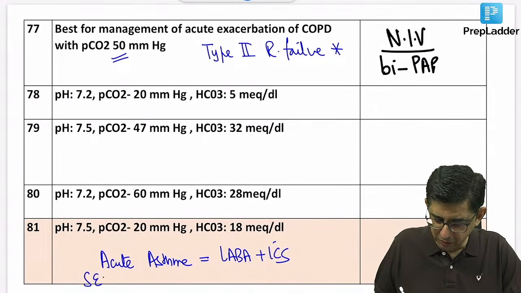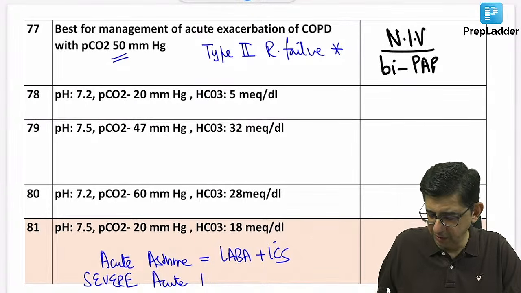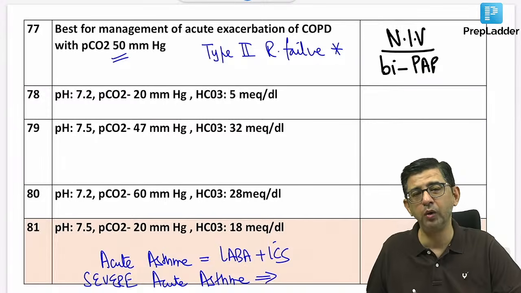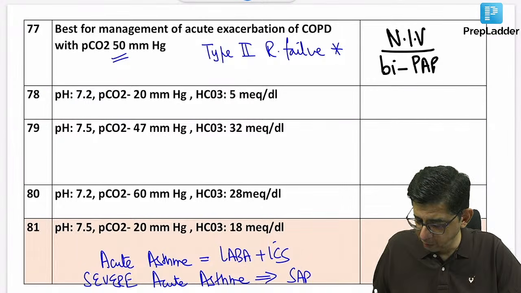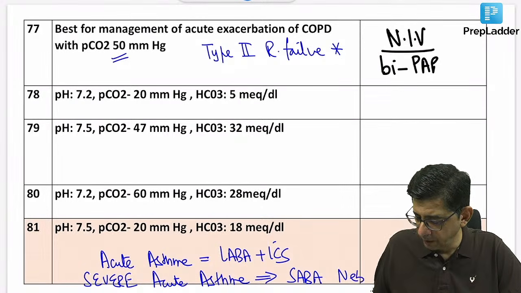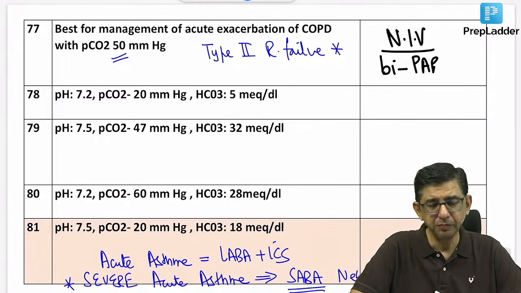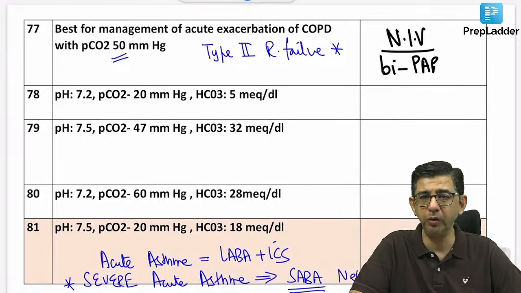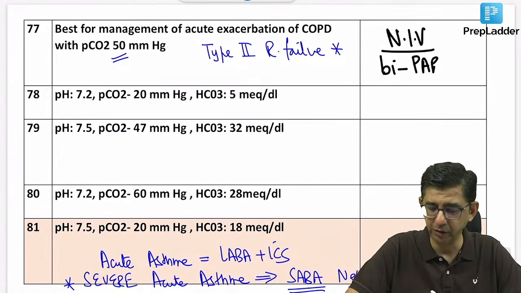Suppose he changes the question to severe acute asthma where the person is requiring hospitalization. The person is having so much breathing difficulty that he cannot even talk to you. He's having loud rhonchi in the chest. In severe acute asthma, we use SABA nebulization. SABA is to be answered only when he says the words severe acute asthma. Otherwise, for acute asthma, it is LABA with inhaled corticosteroids.